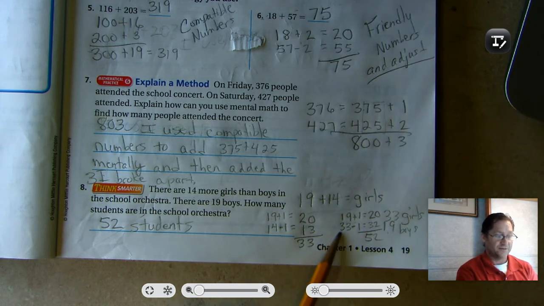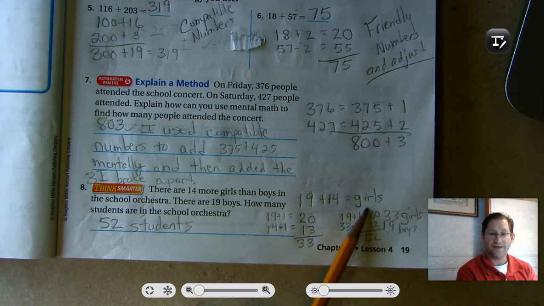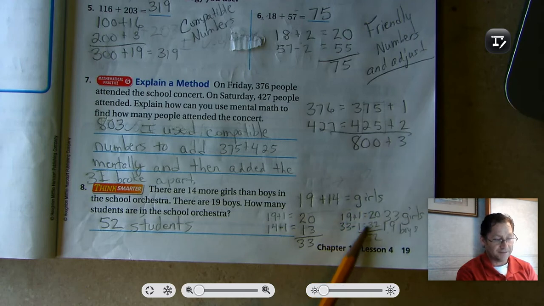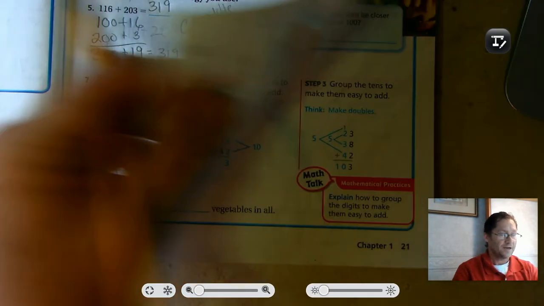I again used the friendly numbers and adjust method. I added 1 to the boys to give me 20. And because I added 1 to the boys, I subtracted 1 from the total of the girls. And 20 plus 32 is 52. Okay, let's move on to page 20.